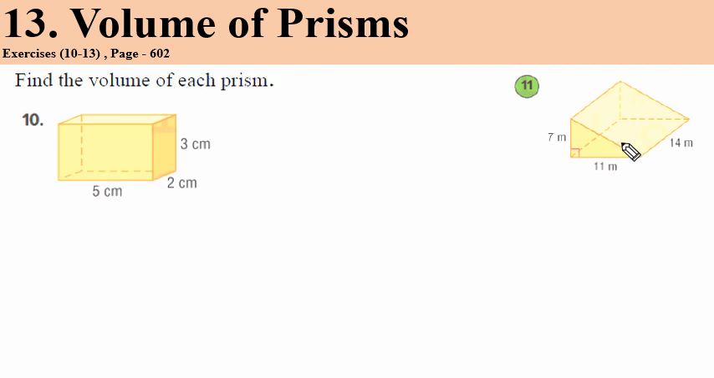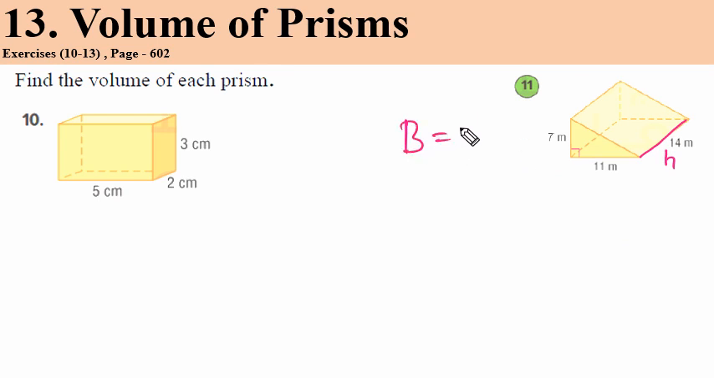Okay, now next question. Now here this is a triangular prism. In this triangle the base is 11 and the height is this one. For this triangle the height is 7. Okay, but for the overall prism the height is h, right? So don't get confused in the terms.